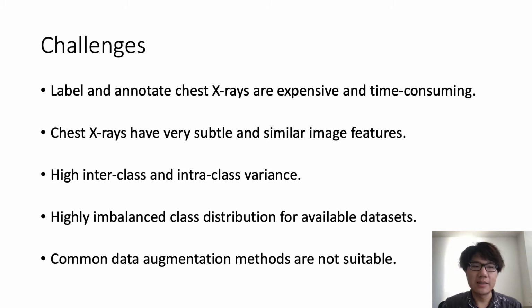Moreover, chest X-rays have both high inter-class and intra-class variance. Some diseases in chest X-rays are often weak and can overlap with other diagnoses. Fourth, the class distribution of chest X-rays is also highly imbalanced for available datasets. Last but not least, like I have said before, the most indicative features of chest X-rays are very localized.